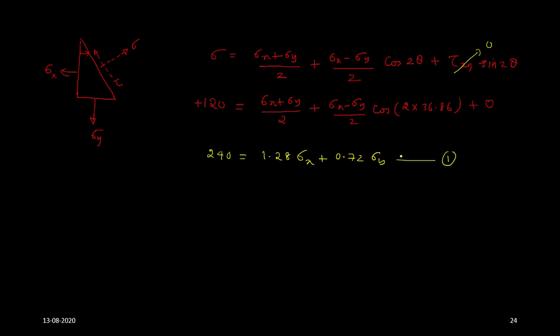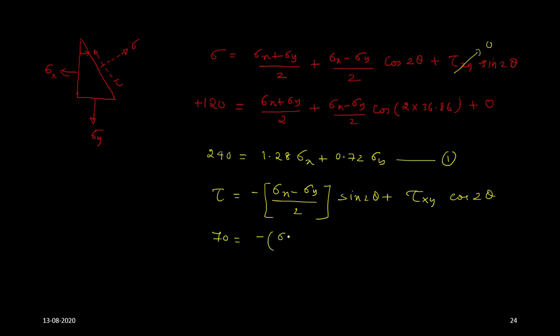Similarly, we can write the second equation, which is tau is equal to, with a negative sign, minus (sigma x minus sigma y) by 2 sine 2 theta plus tau xy cos 2 theta. This negative sign is already there in the derivation. Here just substitute theta equal to 7d. So minus of (sigma x minus sigma y) by 2.